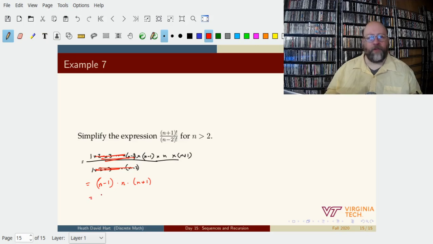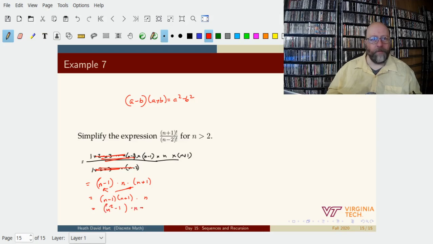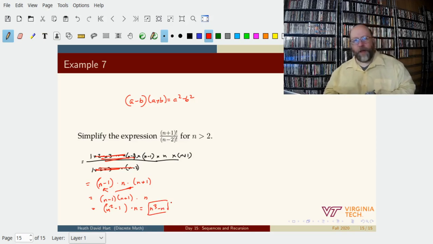And to make the calculation a little simpler, I'm going to group these two together first, because I know something about a minus b times a plus b. I know the formula a minus b times a plus b is just a squared minus b squared. And so this is n squared minus 1 squared, times n. And so that's n cubed minus n. And so this expression simplifies pretty nicely without actually having to multiply out all those factorials. All right.